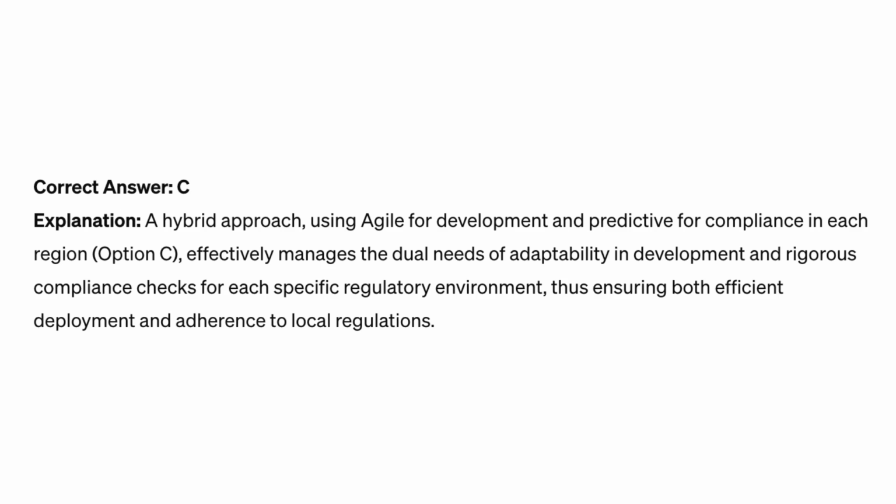Correct answer C. Explanation: a hybrid approach using Agile for development and predictive for compliance in each region. Option C effectively manages the dual needs of adaptability in development and rigorous compliance checks for each specific regulatory environment, thus ensuring both efficient deployment and adherence to local regulations.